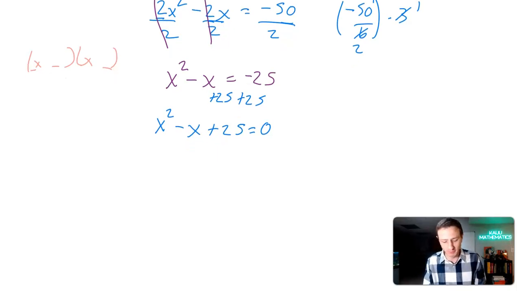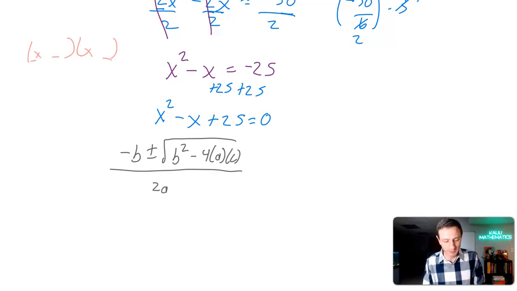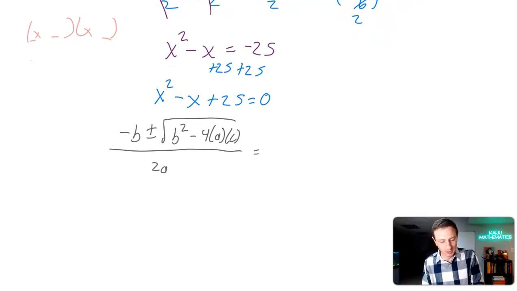I'm just going to use the quadratic formula. So the quadratic formula is negative b plus and minus the square root of b squared minus 4ac, all over 2a. So we're going to take that information and plug it in. My a value is 1, my b value is negative 1, and my c value is 25.